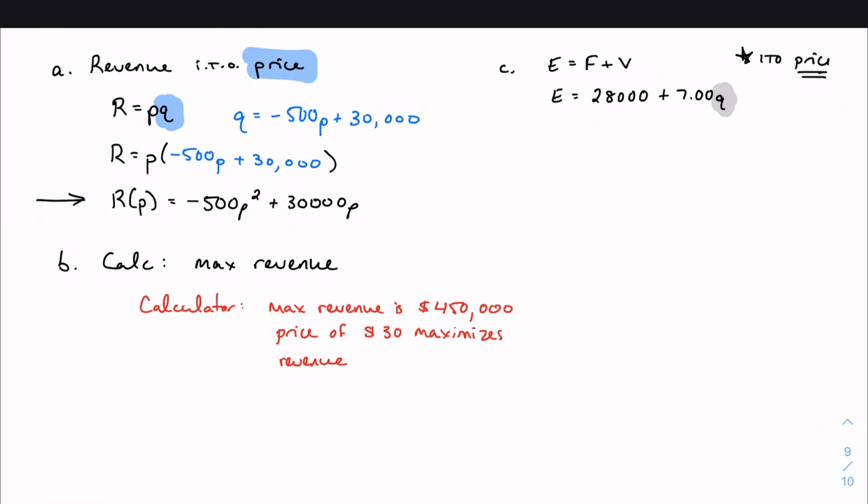In order to do that, I'm going to get rid of Q by making the same substitution I did over here in part A. I'm going to replace Q with the demand function that I wrote for Q, so I have negative 500p plus 30,000. And I'm going to simplify this. I'm going to distribute, combine like terms, and for the sake of time, I'm just going to write out my final answer, which is negative 3500p plus 238,000.